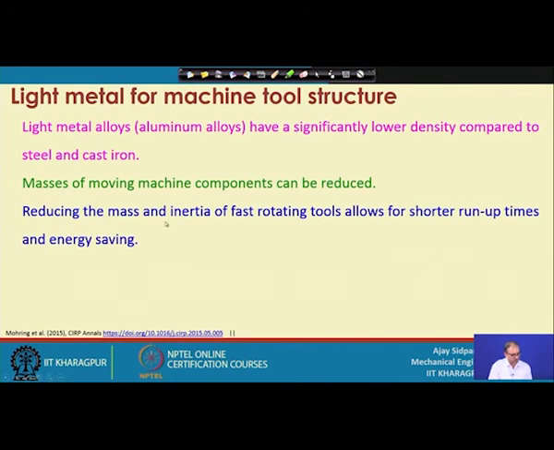Reducing the mass and inertia of the fast rotating tool allows shorter run up time and energy saving. So, what does it mean? Suppose you have a solid body, okay, and you want to rotate it.